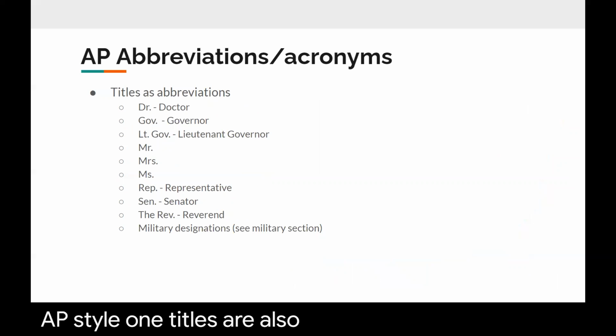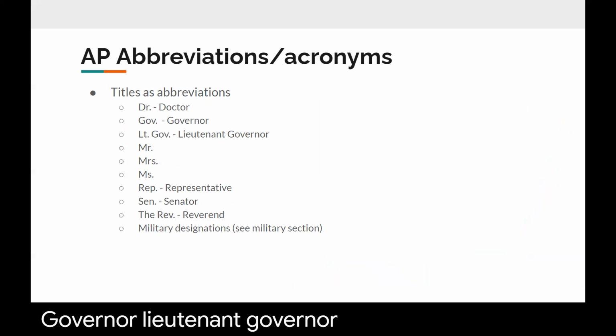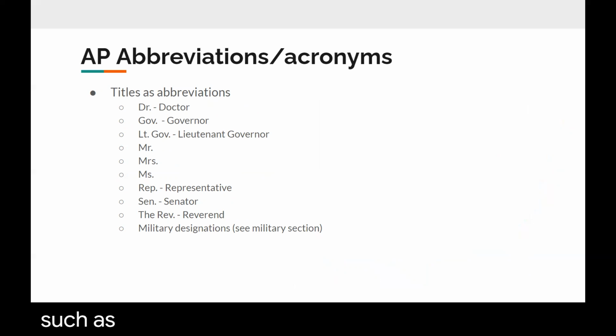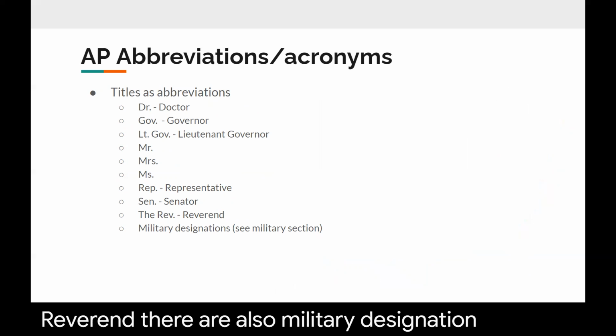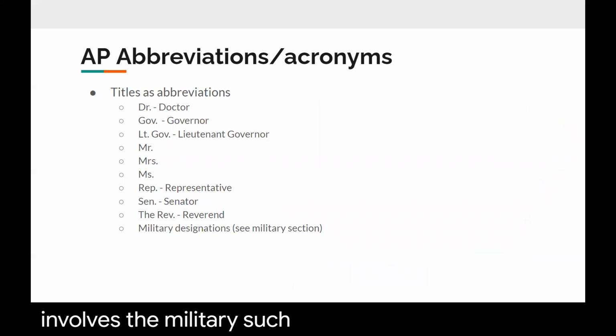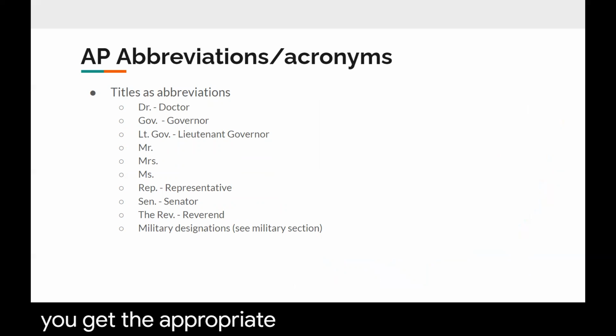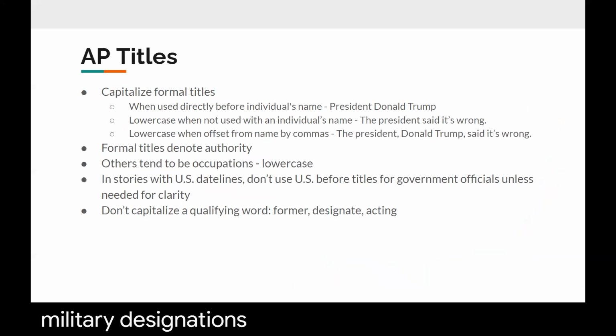Titles are also abbreviated quite often. Here are the most frequently used ones: doctor, governor, lieutenant governor, addresses of persons such as Mr., Mrs., Miss, representative, senator, and reverend. There are also military designations, but these are very specific. So if you're writing a story that involves the military, such as an ROTC story on campus, you're going to want to make sure that you go to the AP style book section on military so you get the appropriate abbreviations for those military designations.